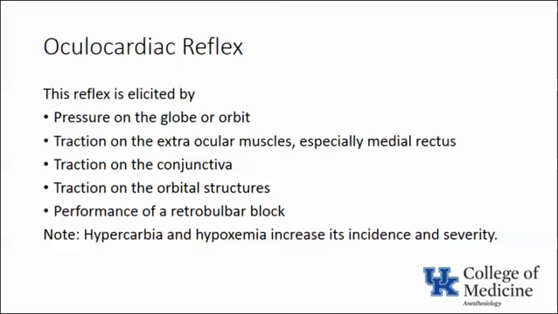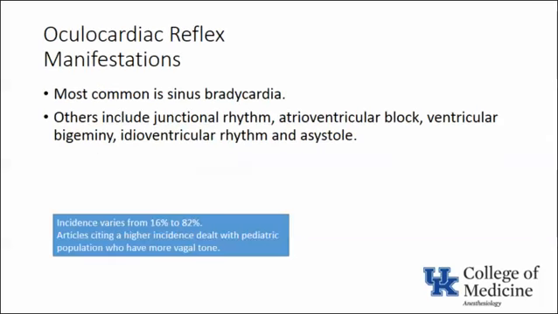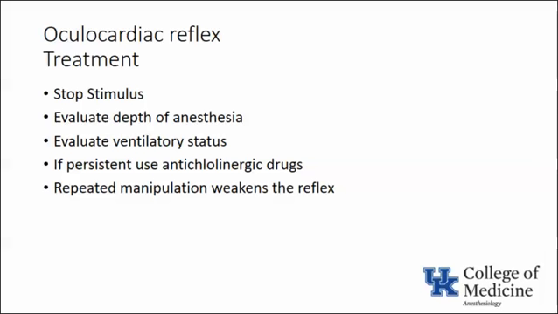Remember, hypercarbia, hypoxemia, and light anesthesia all worsen or increase the severity of the oculocardiac reflex. If you see a child who's bradycardic in the eye room, make sure that the child is not hypoxemic, is not hypercarbic, and is not light. The most common manifestation is sinus bradycardia, but you could also see junctional rhythm, AV block, ventricular bigeminy, and also asystole. How do you treat?